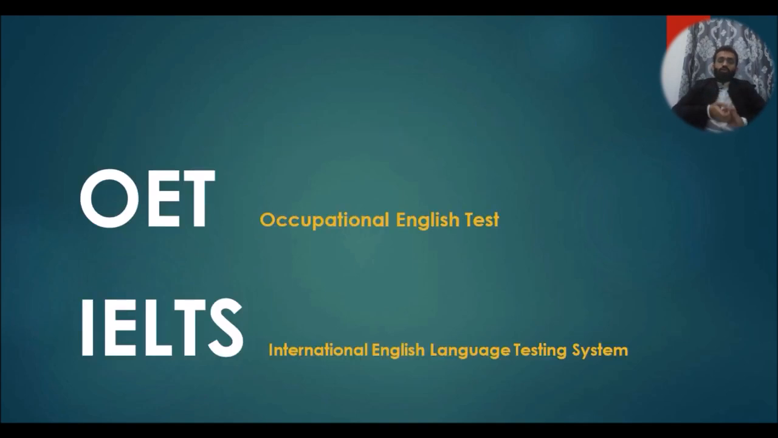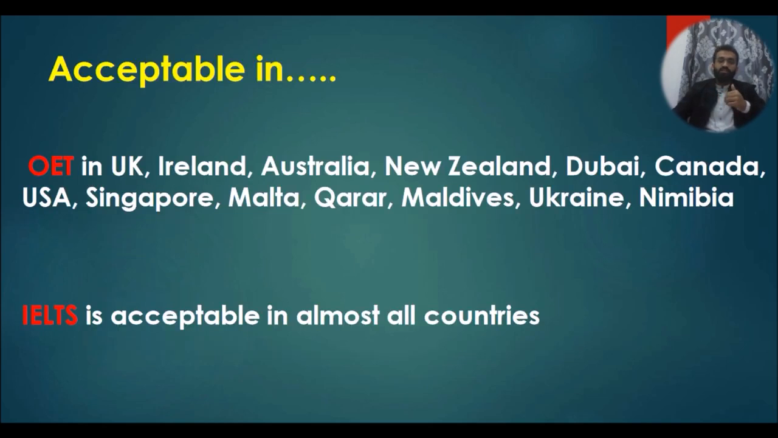Now we will discuss OET and IELTS. OET is basically the Occupational English Test and IELTS is the International English Language Testing System. IELTS is almost acceptable in every country throughout the world, while OET is getting acceptable in a large number of countries with the passage of time. Currently OET is acceptable in UK, Ireland, Australia, New Zealand, Dubai, Canada, USA, Singapore, Qatar, Maldives, Ukraine and Namibia.